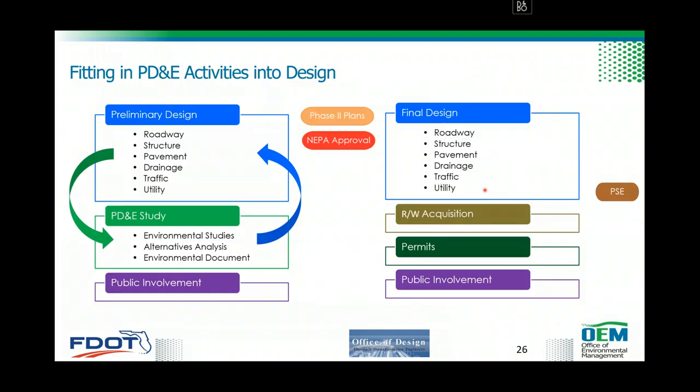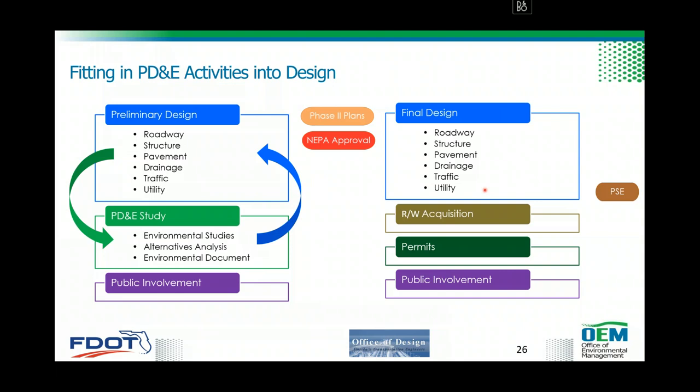Okay, so this is how PD&E activities will fit into design. So you have a preliminary design, which I provide the definition for. We do a lot of preliminary engineering in PD&E. There's a lot of overlap there. So all those activities which are related to preliminary engineering will be scoped under preliminary design. And then the PD&E study will continue to have activities related to environmental studies, alternative analysis, and preparation of environmental documents. Look at the public involvement. We have public involvement for both PD&E and design, so we'll have public involvement for a project, and the project will have both phases, PD&E and design.